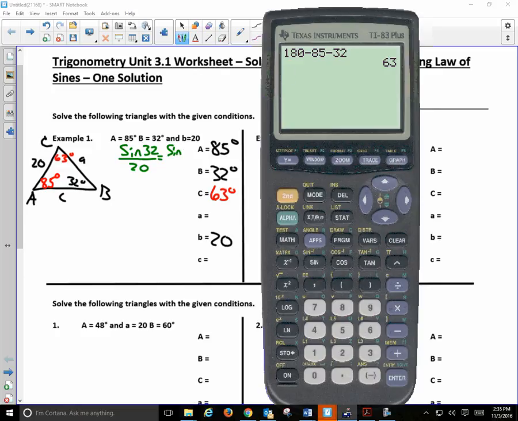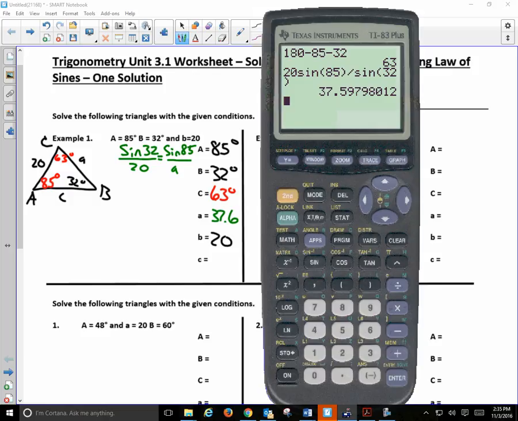All right, sine of angle A over what is the length of A? Or we don't know the length of A. That's what we're trying to find. Do we know angle A? 85 over side A. And we cross multiply. 20 times the sine of 85. And then we'll divide by the sine of 32. I get 37.6.